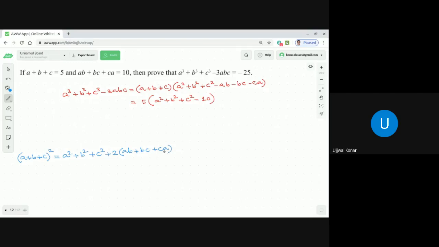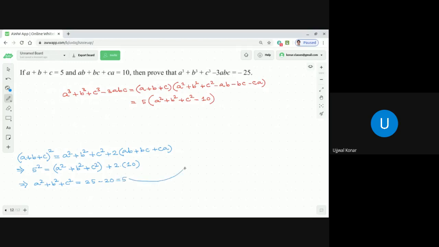Do you agree with me? Yes, sir. From here, what are we going to get? A plus b plus c is what? 5. So 5 square is equal to a square plus b square plus c square plus 2 into ab plus bc plus ca, which is what? 10. So from here, can't we find the value of a square plus b square plus c square? So we find the value of a square plus b square plus c square is equal to 25 minus 20. That is equal to 5.